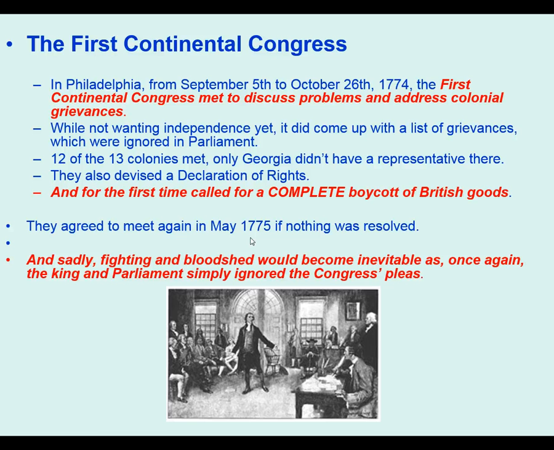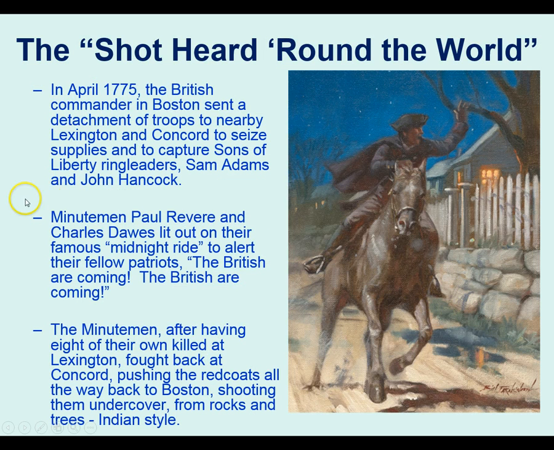Obviously, nothing is resolved, so they do meet again. And like it says down here, sadly, fighting and bloodshed would become inevitable as once again the king and Parliament simply ignored the Congress's pleas. So this is another example of a united front talking to the king directly and Parliament directly, asking to have a reconciliation, basically, and that falls on deaf ears. And so we begin to see more and more tension build.